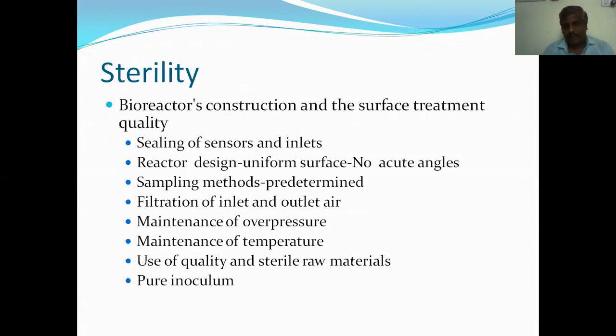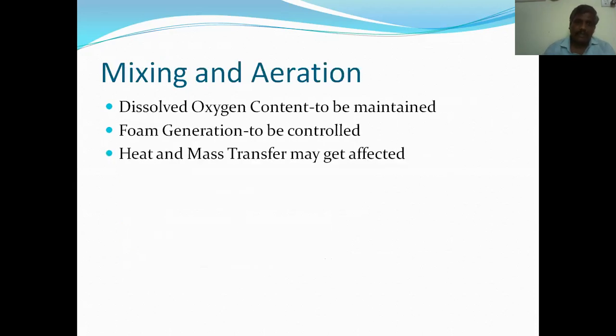And we have to use quality raw materials as well as sterile raw materials. Most fermentation processes use agricultural wastes or other cheap raw materials which are low in quality and may have many contaminating microorganisms. These have to be properly treated, properly sterilized, and then taken to the process. A more important factor to maintain sterility is to use the purest inoculant. If you use a single culture, there won't be any contamination. So these are the factors to maintain the sterility.